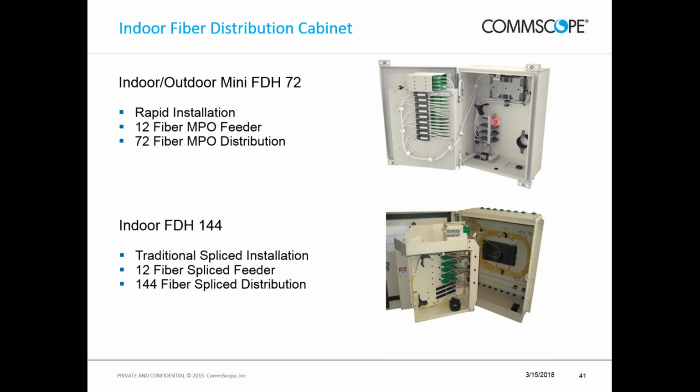The 72 is a connectorizer, what we refer to as a rapid installation. Each one of those fiber distribution terminals comes down from the respective floors and simply plugs right into this with an MPO connector. The version below is more traditional and it's spliced on the distribution side and the feeder side.